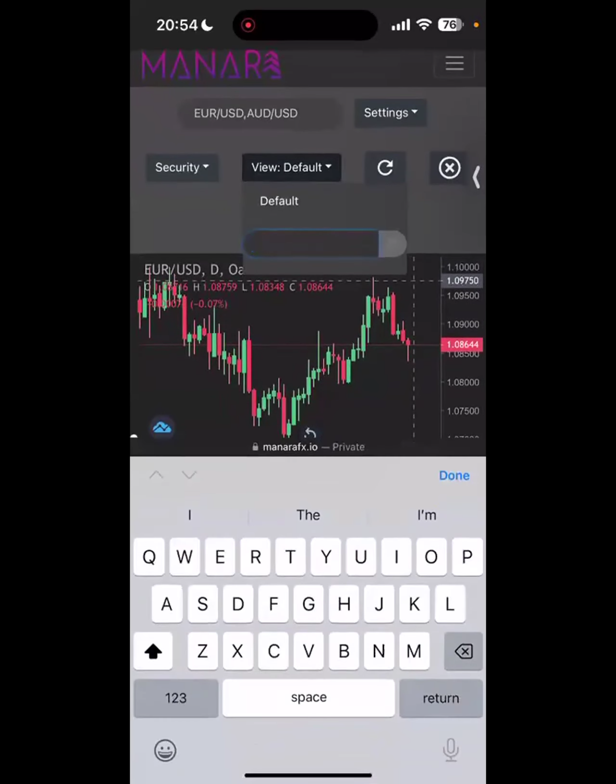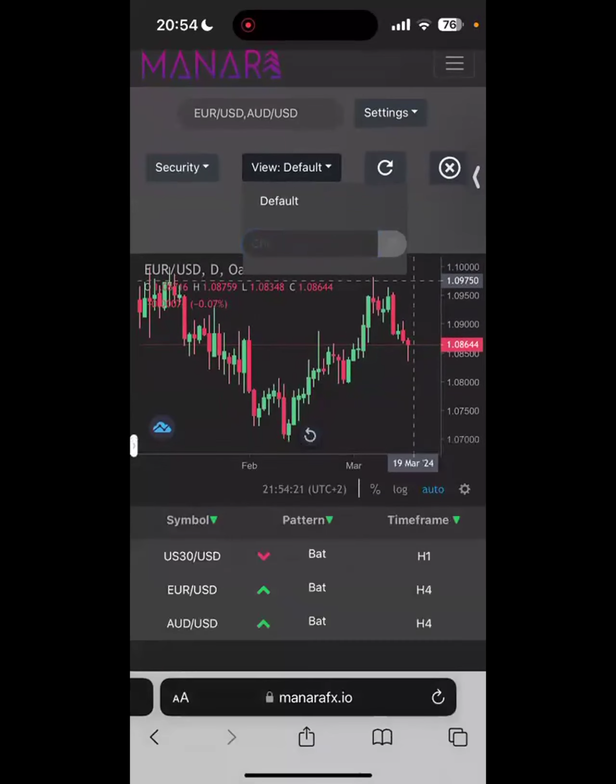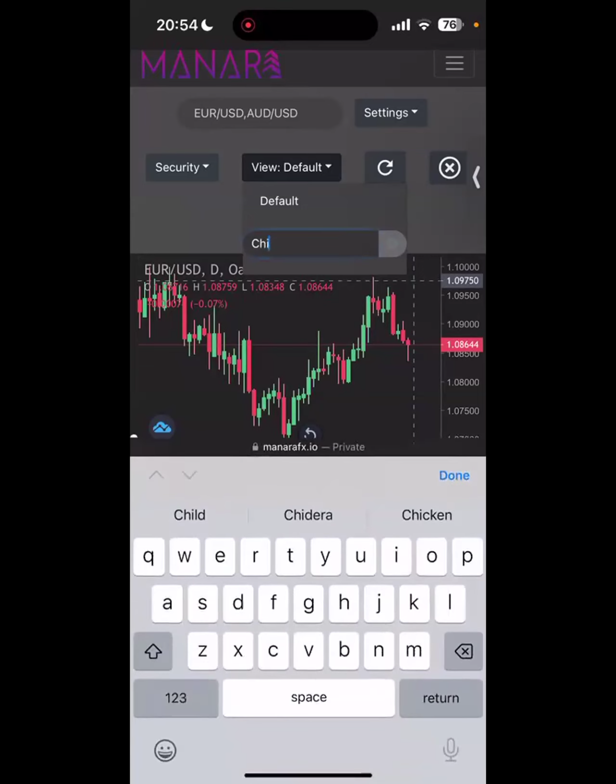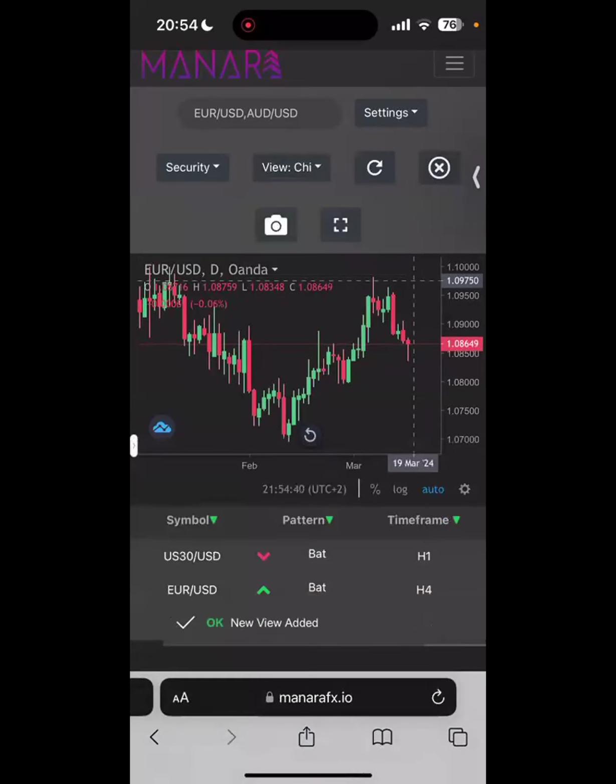So type in... did you just write Chi? So there's a plus sign between, right? Can you see the plus sign in gray? Yeah, I can. So just click that plus sign there. So it automatically saves to your name.